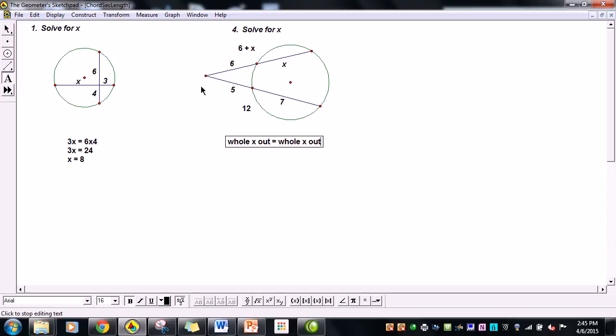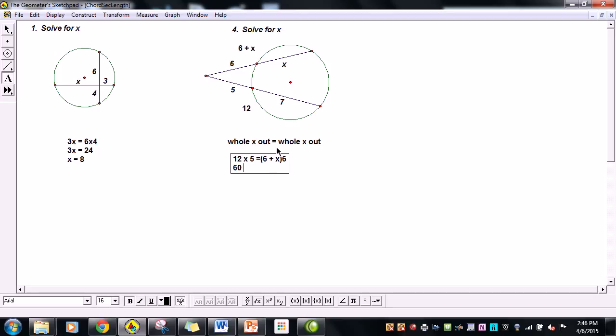And so I start on the bottom, so I'm going to get the whole, which is 12, times the out, which is 5, right? So 12 times 5. That's the 12, the whole bottom secant, times 5, which is the outside length, is going to be equal to the whole top secant, which is 6 plus x, times the outside piece, which is 6. Right? Notice I have the quantity 6 plus x, the whole thing, times 6, the outside piece. Right? So now I'm just going to solve this.